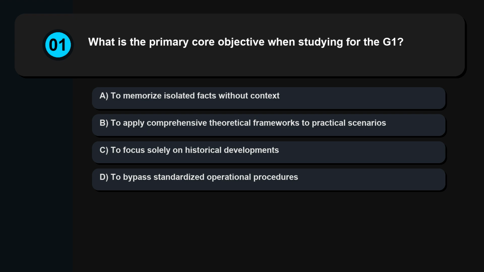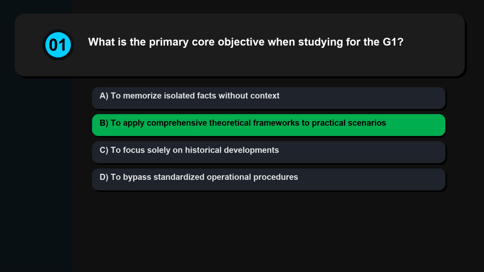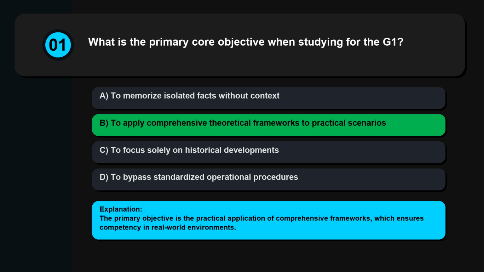Question 1. What is the primary core objective when studying for the G1? To memorize isolated facts without context. To apply comprehensive theoretical frameworks to practical scenarios. To focus solely on historical developments. To bypass standardized operational procedures. The primary objective is the practical application of comprehensive frameworks, which ensures competency in real-world environments.